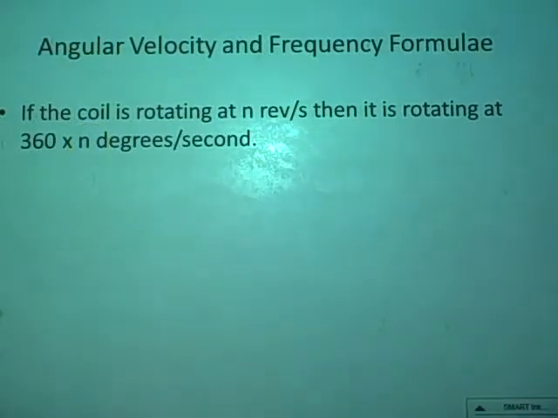So if the coil is rotating at n revolutions per second, then it is rotating at 360 times n degrees per second. Hope you can see that.